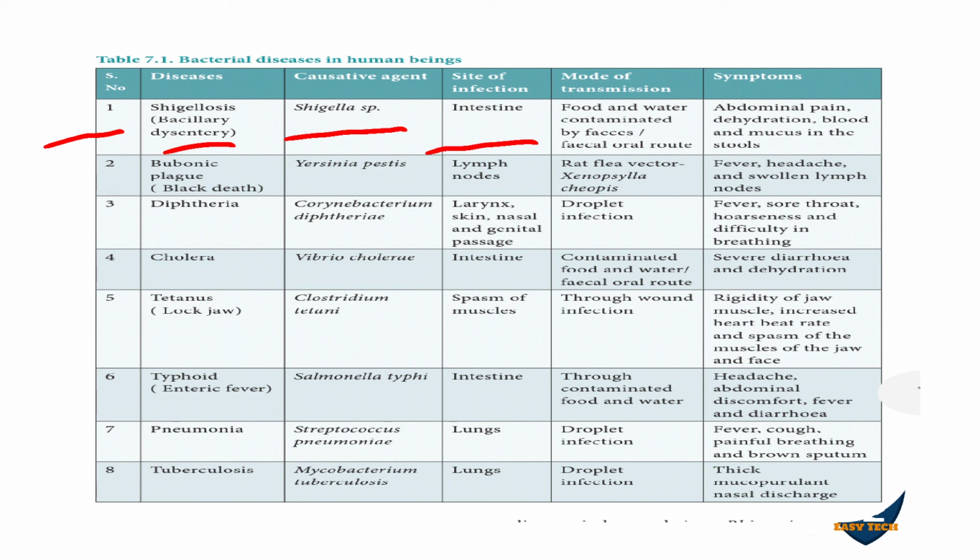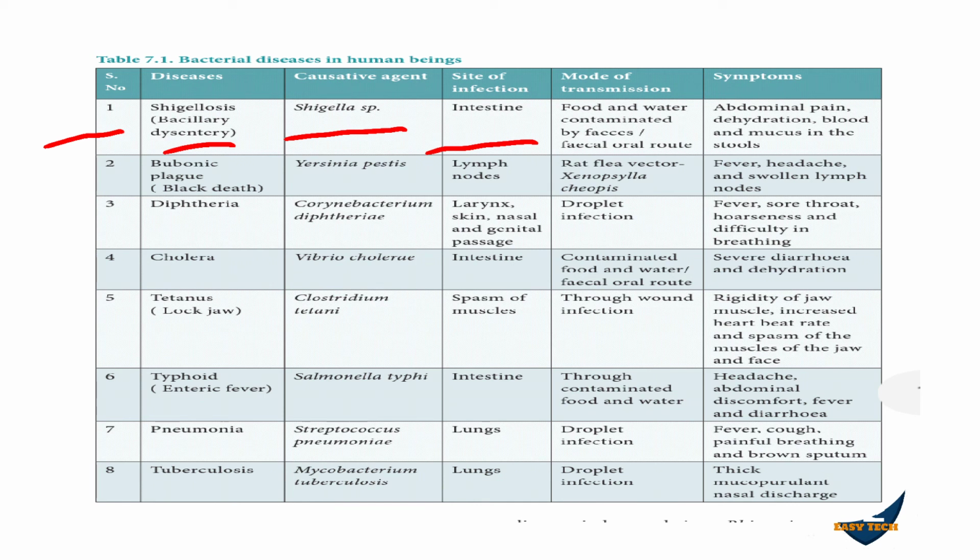And symptoms, what are the symptoms? The intestine region gets affected, so there you have abdominal pain. If the stools are watery, it means dehydration. So dehydration in the body is seen, and blood and mucus in the stools is also seen.